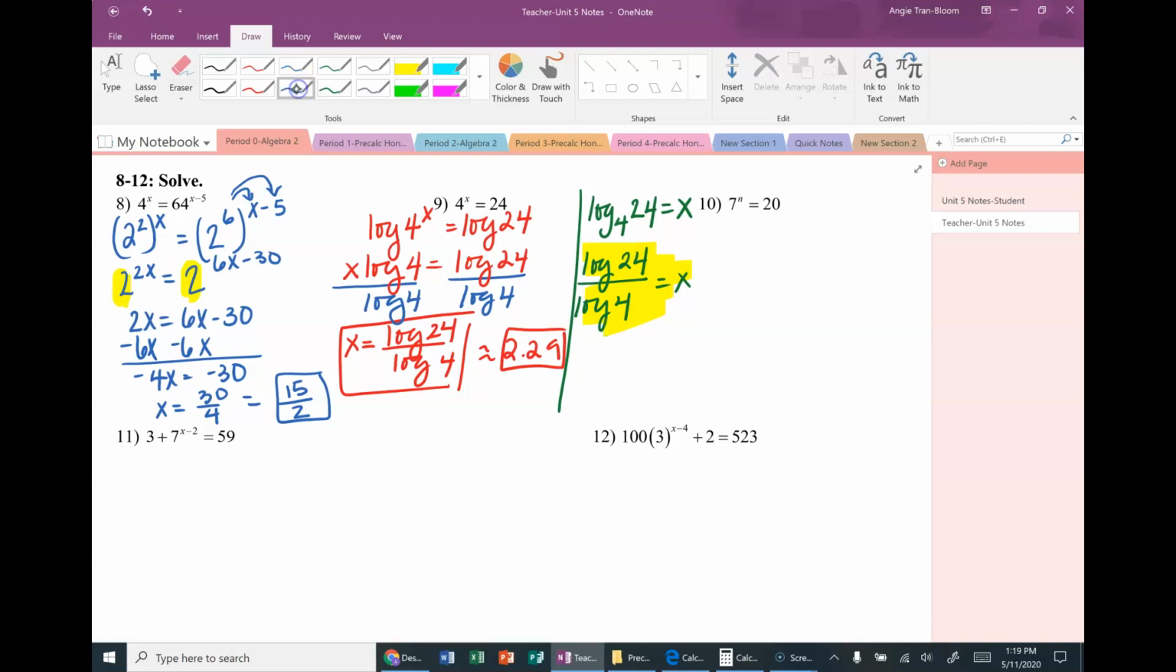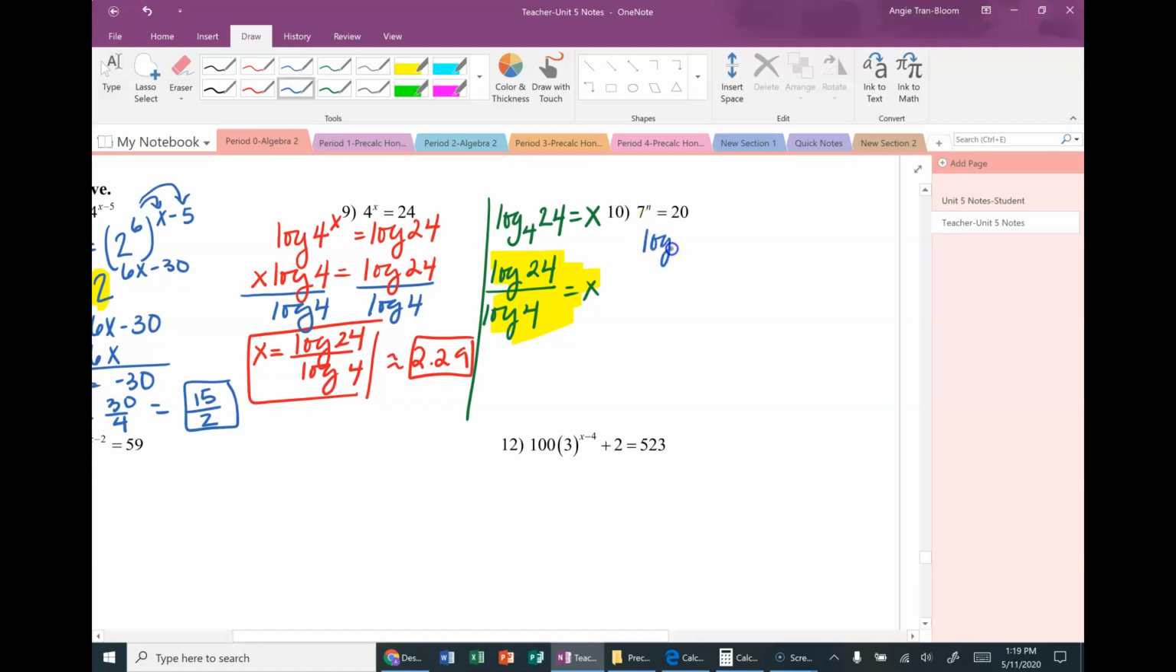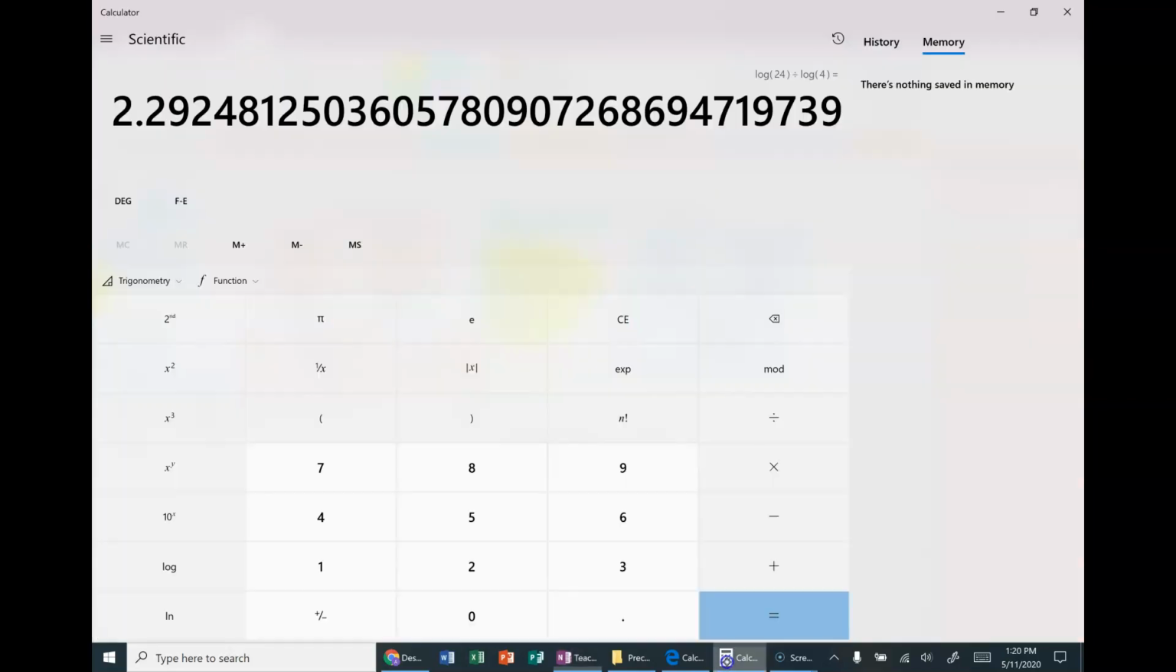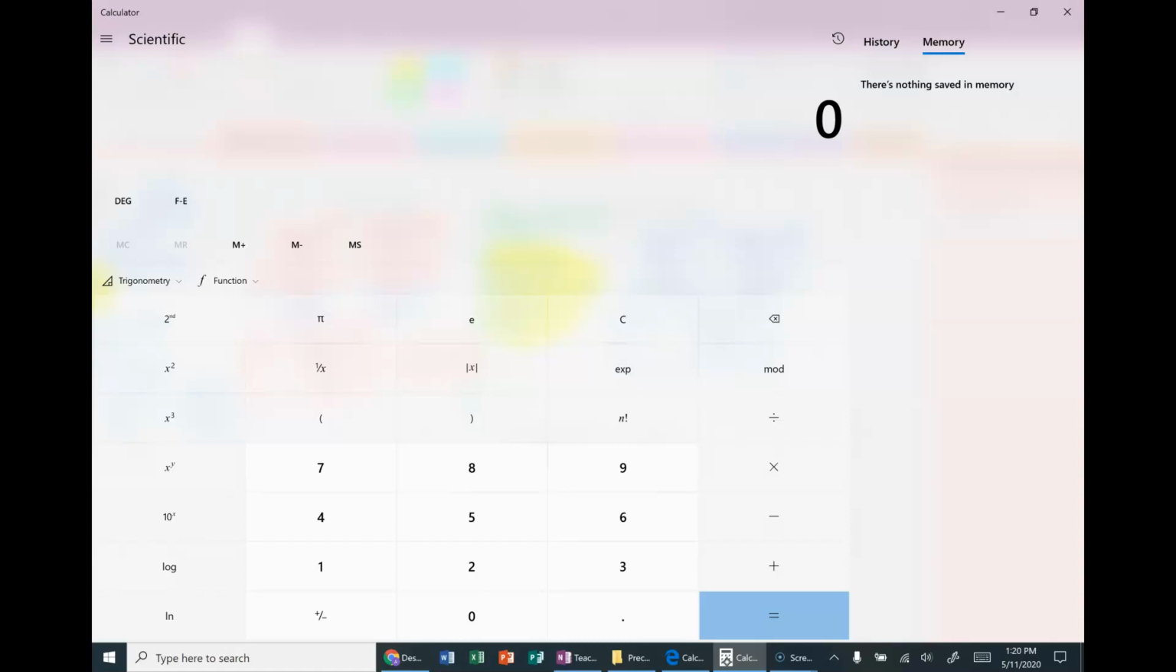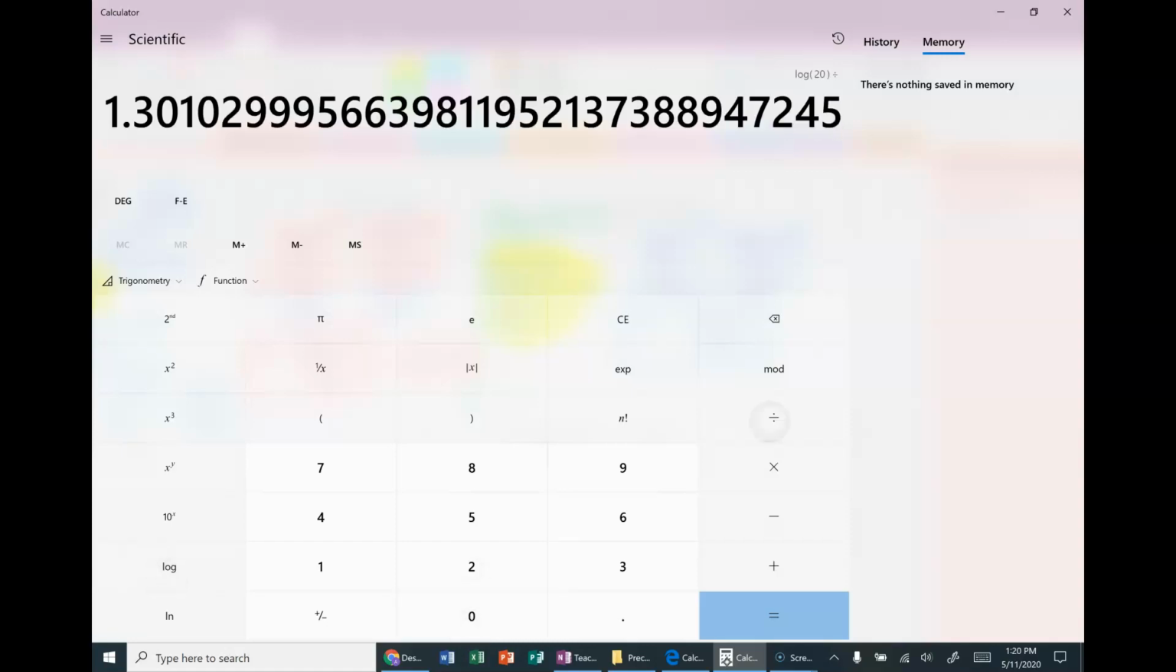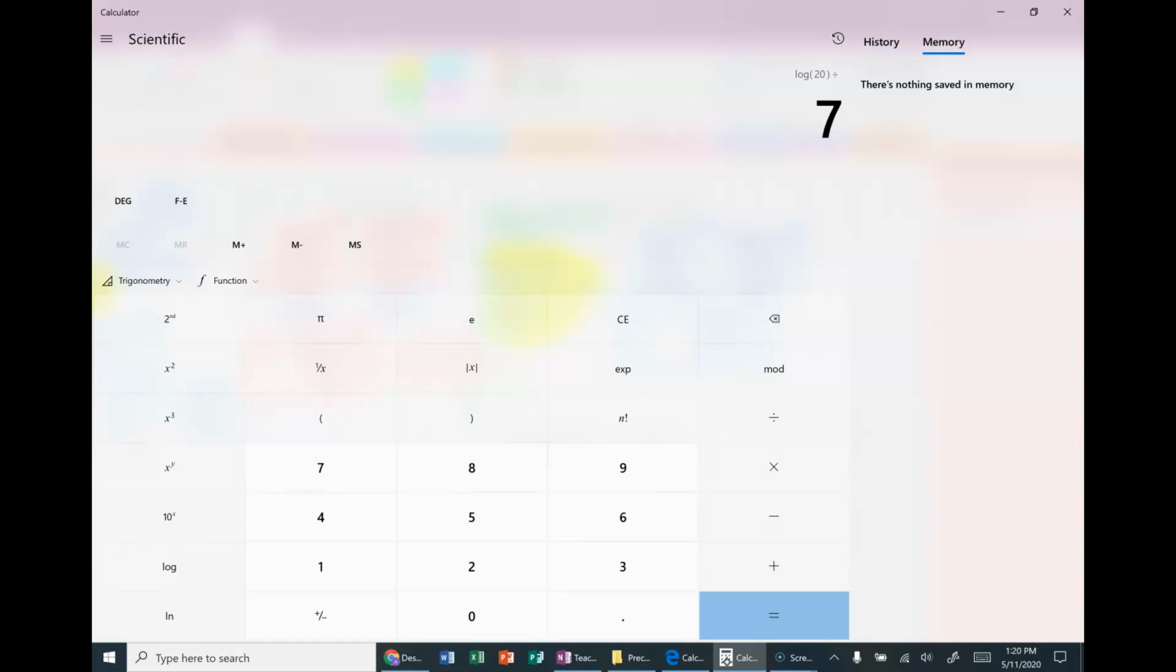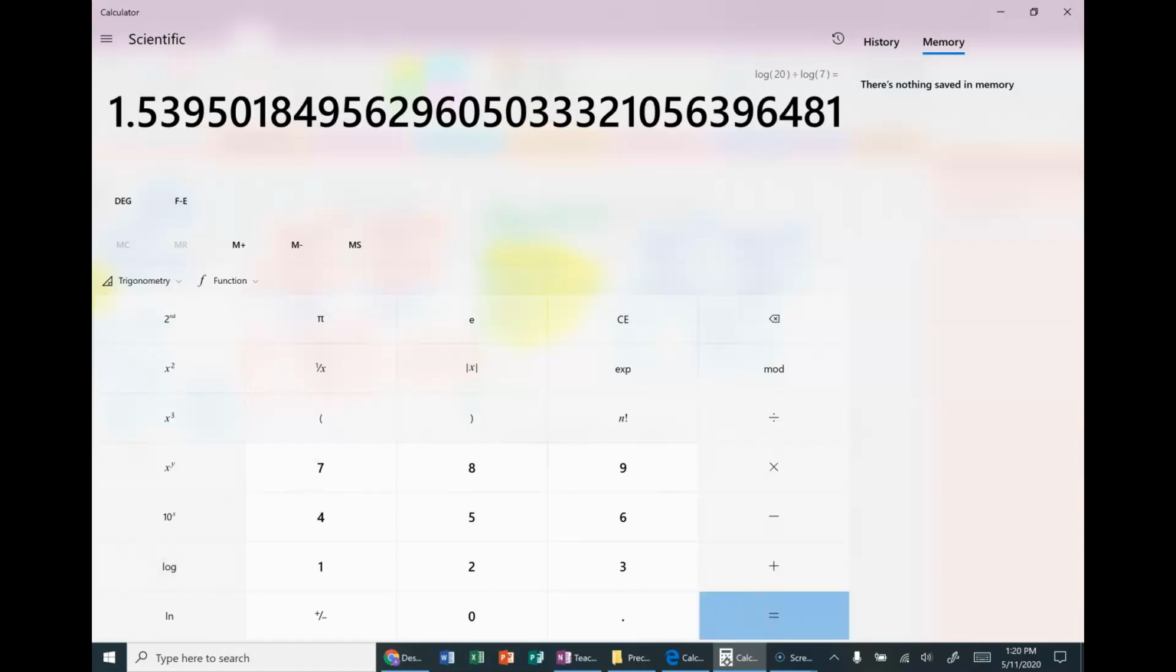Number 10, okay? So we can do either format. We can go in and compose both sides with log. Log of 7 to the n equals log of 20. And it's an exponent. Rewrite it as a product. Divide both sides by log of 7, so n equals log of 20 divided by log of 7. That is the exact answer. Let's use our calculator for an approximation. 20, hit log, divided by, I believe that was 7, hit log, hit enter, 1.54. So that is our approximation.